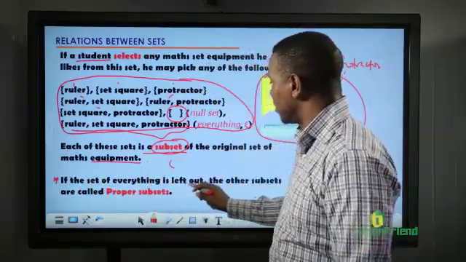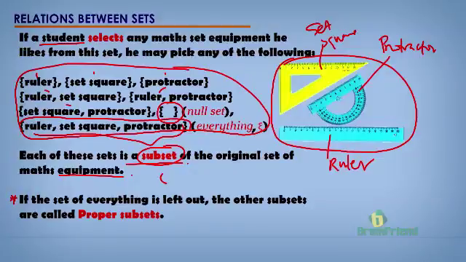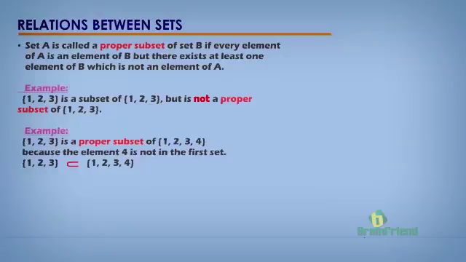If the set of everything is left out, the other subsets are all called proper subsets. We're going to learn what a proper subset is as we go further in our class. Set A is called a proper subset of set B if every element of A is also an element of B, but there exists at least one element of B which is not an element of A.